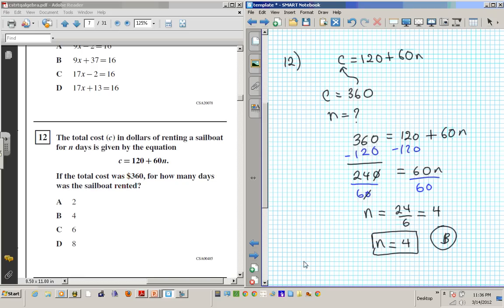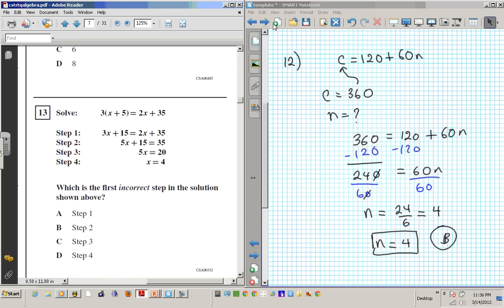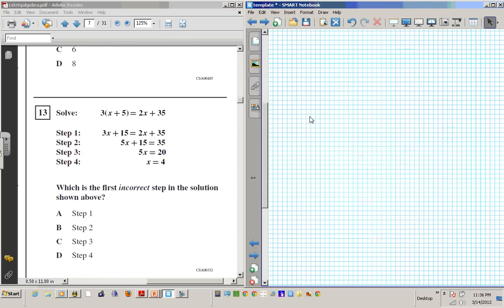Alright, let's move on to question number 13. It says, what is the first incorrect step? Let's see. If we're solving, let's start from the top of the problem and just solve our way down and see where the mistake is. So we had number 13, if we had 3 times x plus 5 equals 2x plus 35. If we distribute it first, let's see if step 1 is correct. We distribute 3x plus 15 equals 2x plus 35. Well, that's right. So step 1 is good.